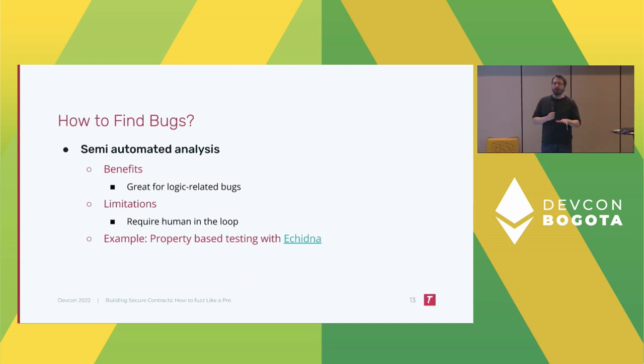Okay, the last technique that you can use is semi-automated analysis. These are tools for which you provide some information, and there is human intervention to explain to the tool what you are looking for. This is a bit more difficult to use because it requires this interaction from the user. It's a technique we are going to see today with property-based testing with Echidna.